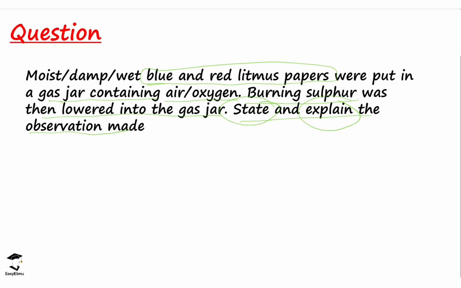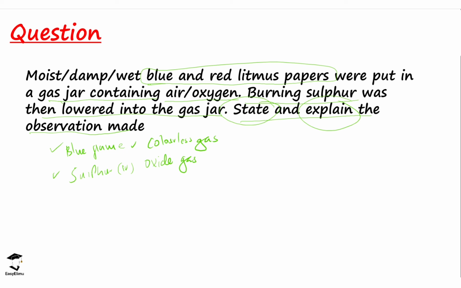So one of the observations that we are going to notice is that sulfur is going to burn with a blue flame and a colorless gas is going to be given off. So those are the two things you notice: blue flame and a colorless gas is given off. Explain. So the blue flame is because sulfur burns in air with a blue flame. The colorless gas is a product. Sulfur burns in air to form sulfur 4 oxide gas.